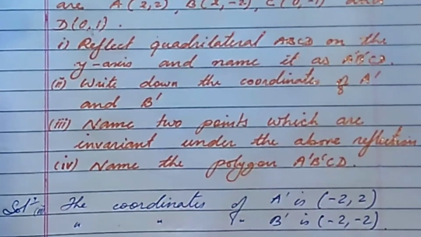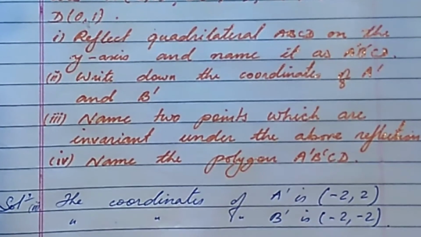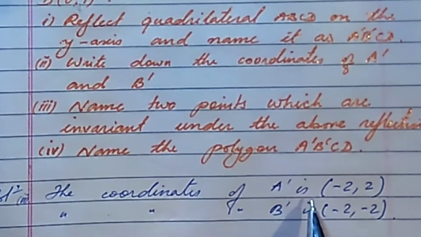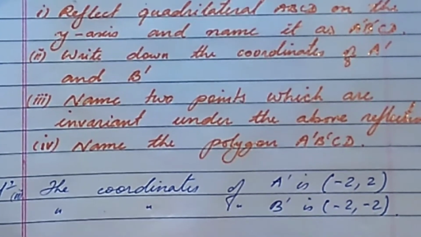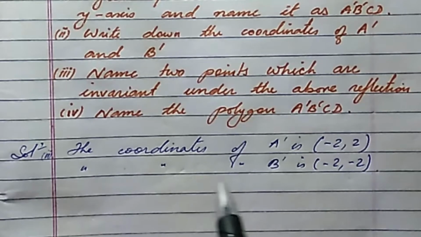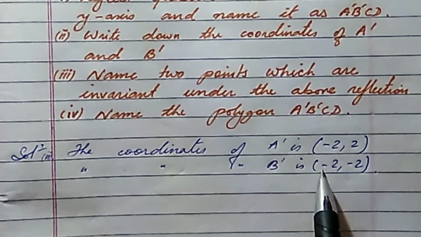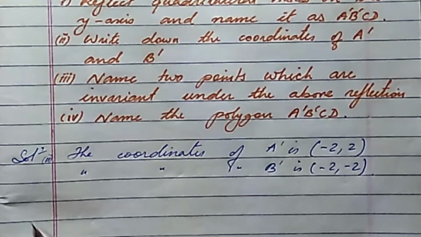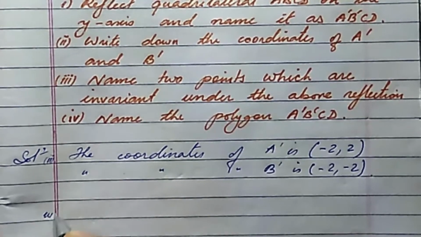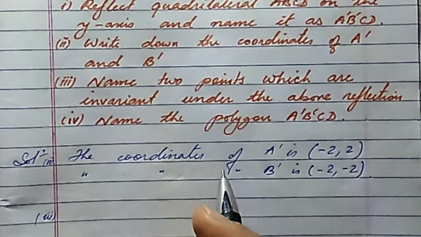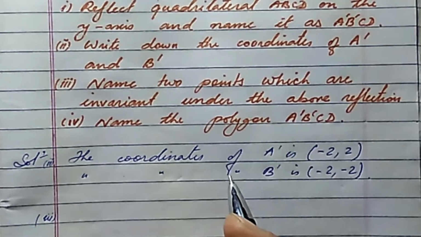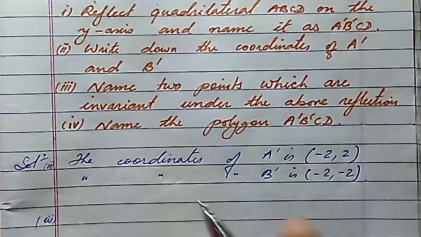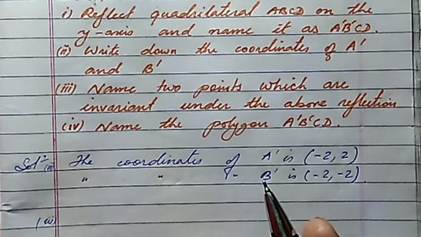Now we answer question number 2 and write down the coordinates of A dash and B dash. The coordinates of A dash is minus 2, 2. Similarly, the coordinates of B dash is minus 2, minus 2. So we have answered number 2. Now let's look at number 3. The question is, name 2 points which are invariant under the above reflection. So we saw that point C and point D are invariant.